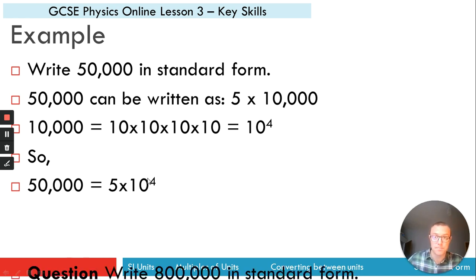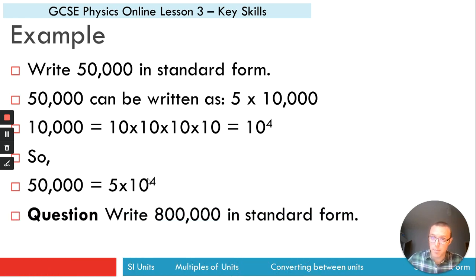Now it's your turn. Do exactly the same operation, but this time with 800,000. Give it a go. Don't worry if you try it and you cannot do it. I will go through the answer afterwards. I would like you to pause this and give it a go. Pause it now.